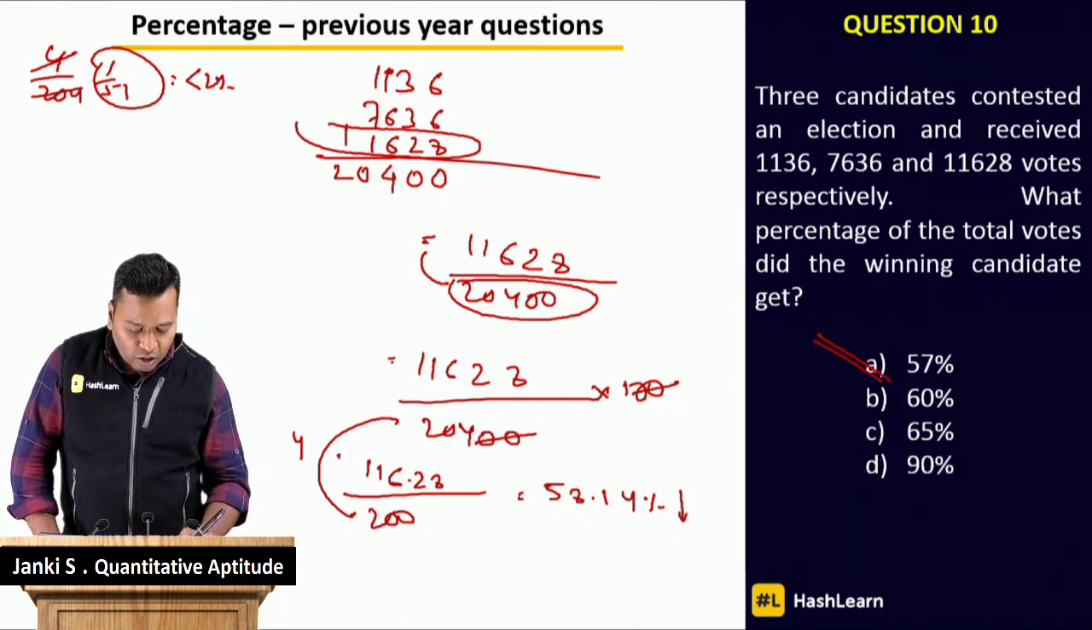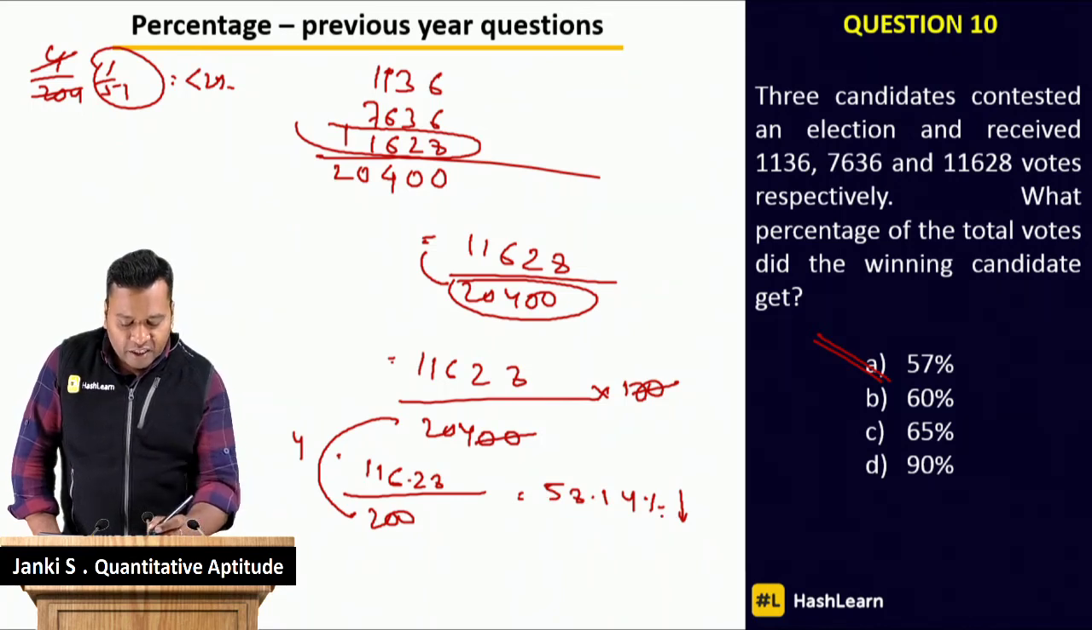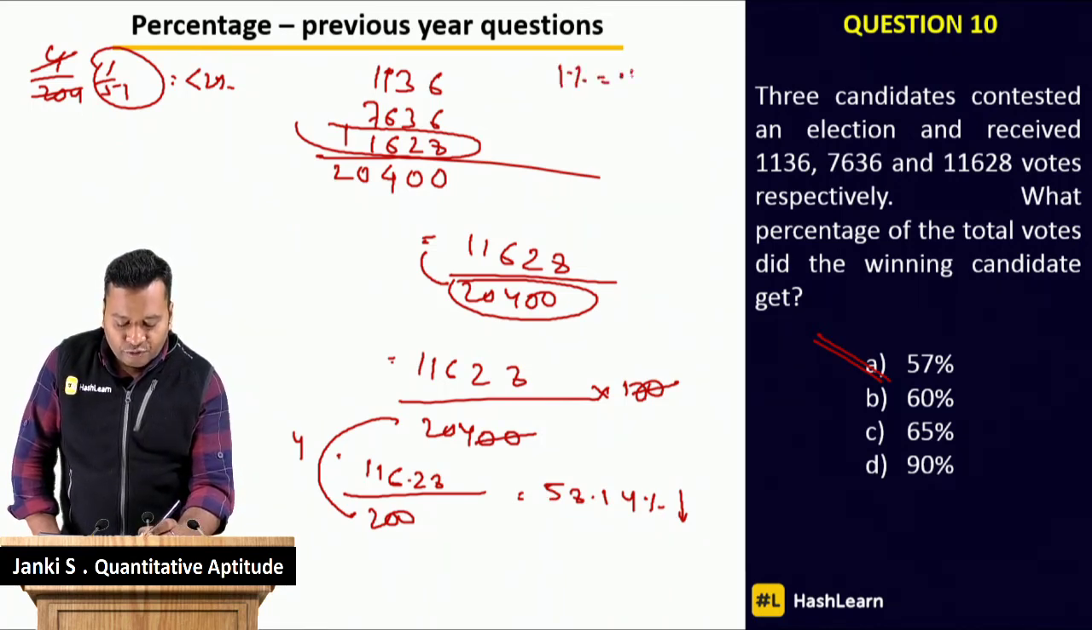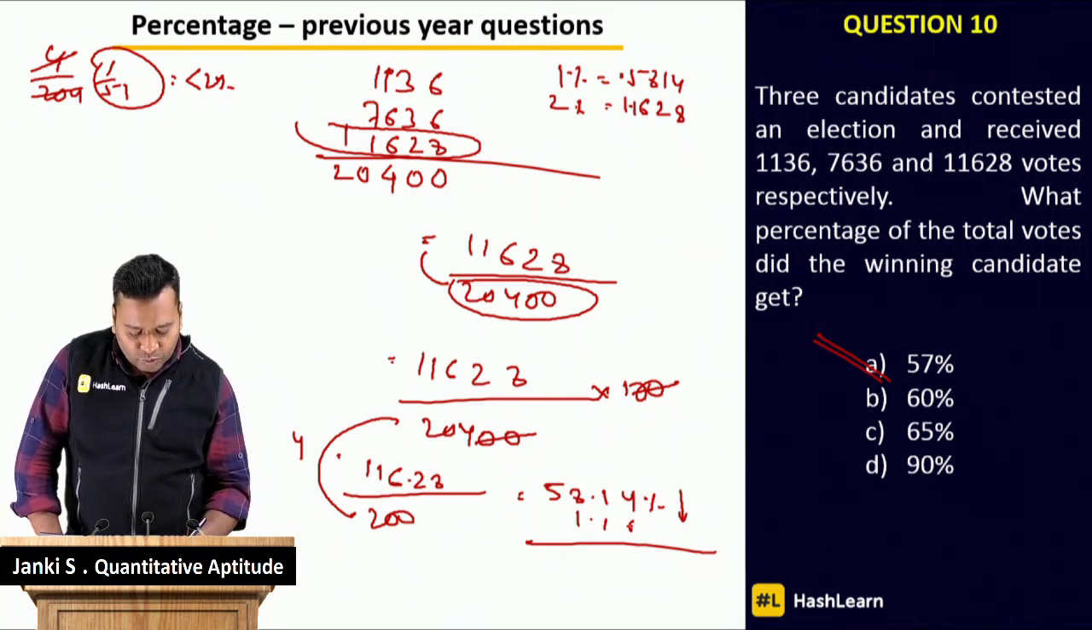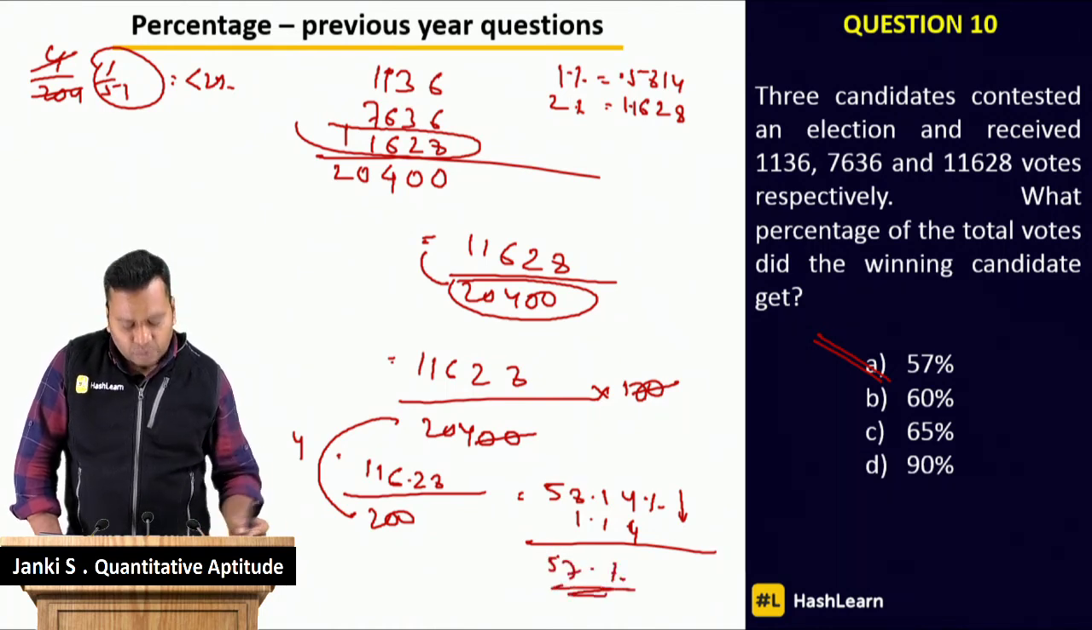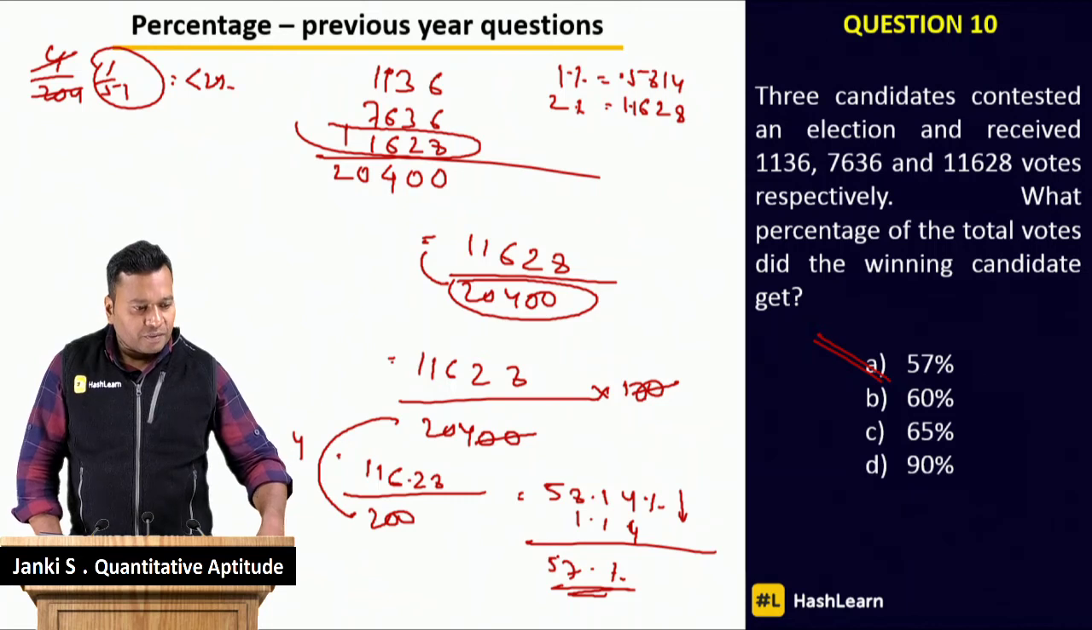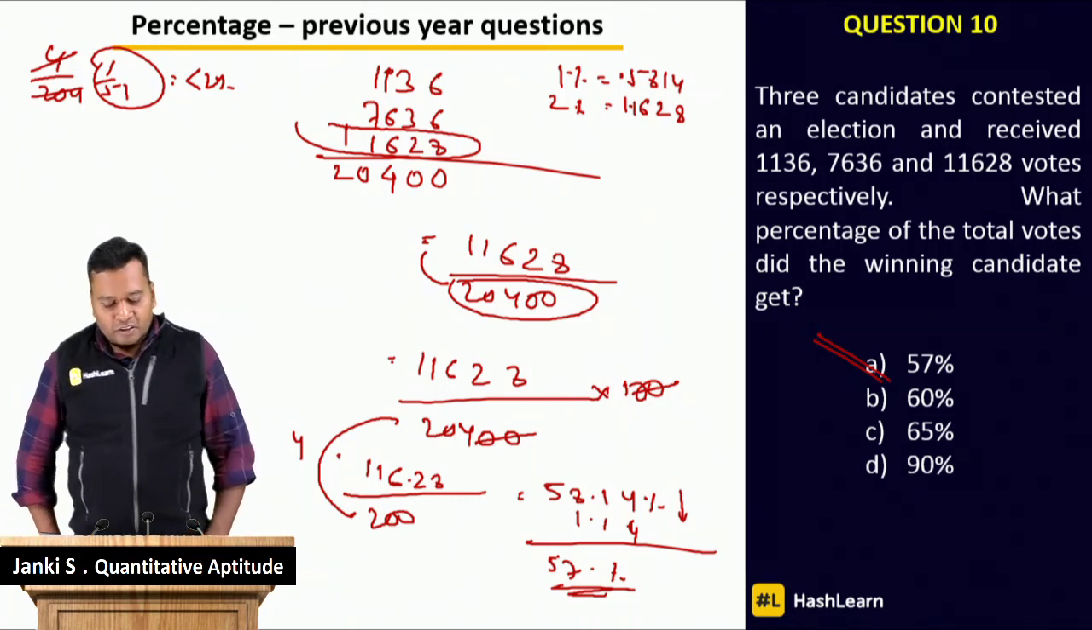So 2% of this is how much? 1% is about 0.5814. So 2% will be double of this, which is about 1.16. I should reduce the value by approximately 1.16. It should be slightly less than 1.16, because it should be slightly less than 2%. That means I'll take approximately 1.14. That means 57%, right? My value is supposed to be 57% here.